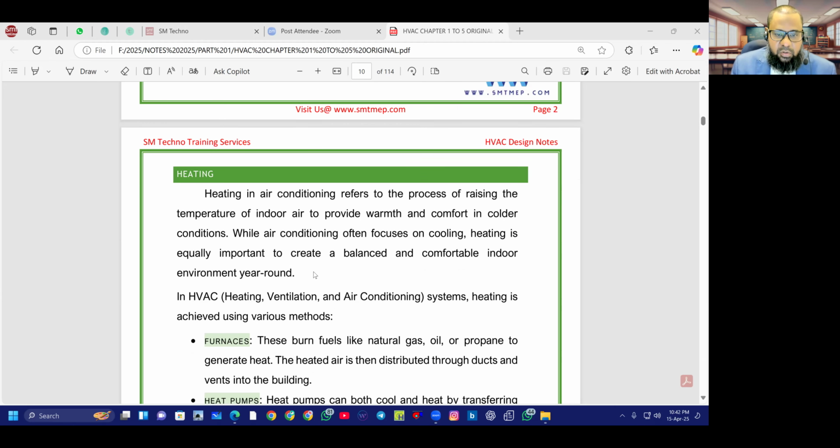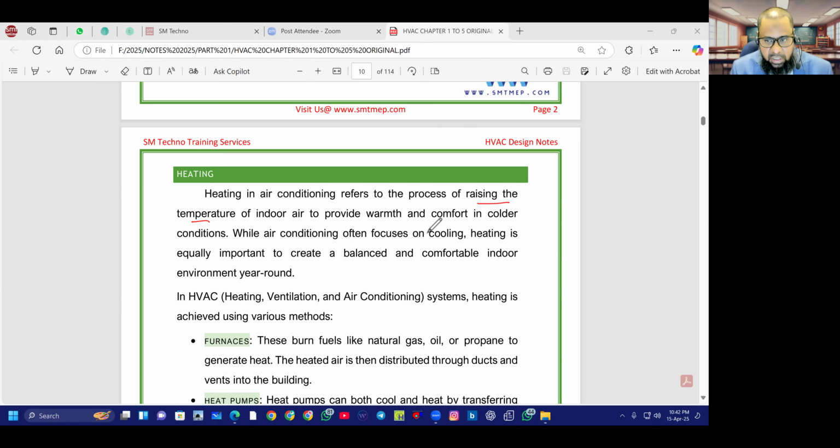Next. So we'll try to understand what is HVAC. You see, in HVAC, the first H stands for heating. Heating in air conditioning refers to the process of what? Raising the temperature of indoor air to provide warmth and comfort in what? Winter or colder conditions. Right. So generally heating is required in winter.